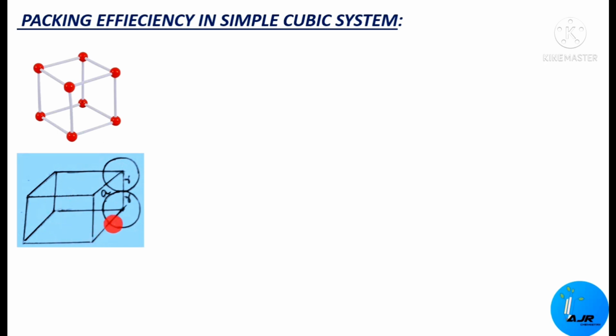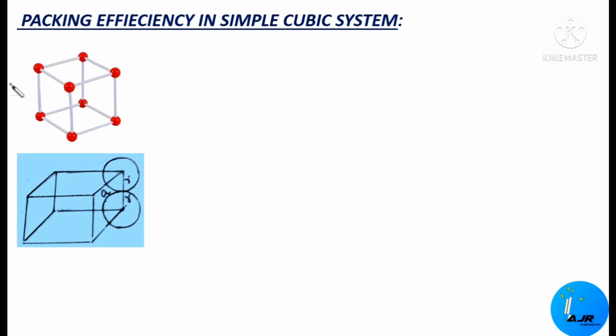I have given a schematic representation here. This is one corner atom and this is another corner atom, and these are the edges. What is the edge length? It is represented by the term a. This is a, and this is also a. Now this is the nucleus of this atom, and the distance between this nucleus and this point is the radius r. So edge length a is equal to 2r.